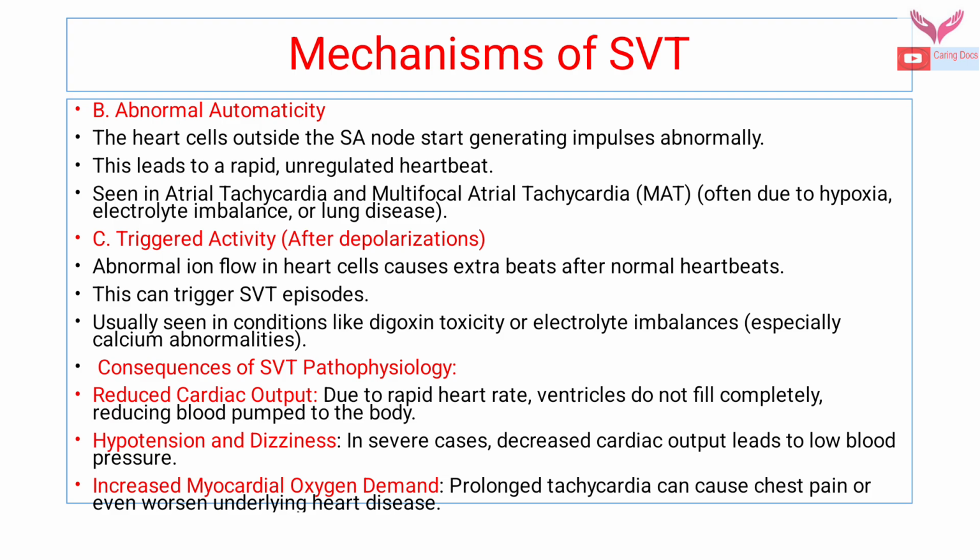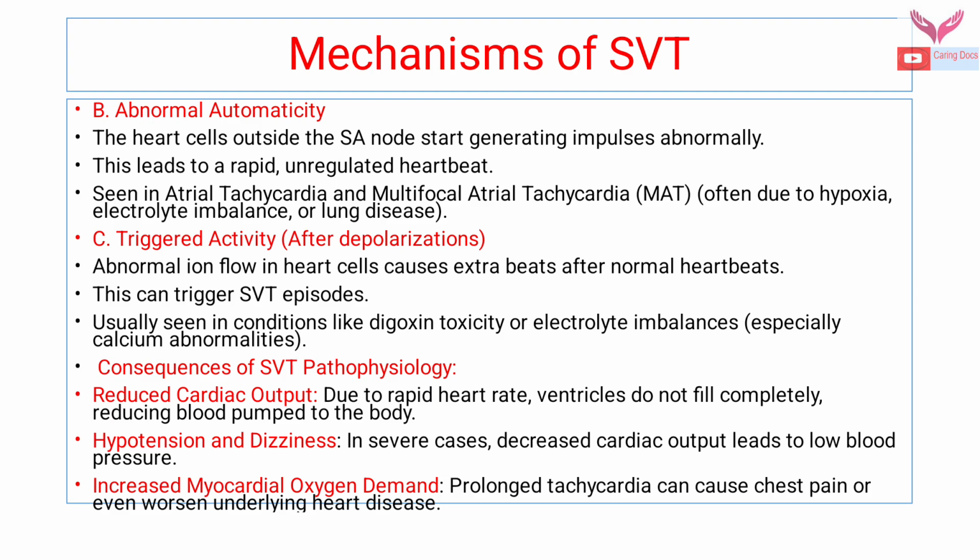SVT can occur because of triggered activity after depolarization. For example, abnormal ion flow in the heart cell causes extra beats after normal heartbeats. This can trigger SVT episodes, usually seen in conditions like digoxin toxicity or electrolyte imbalances, especially calcium abnormalities.